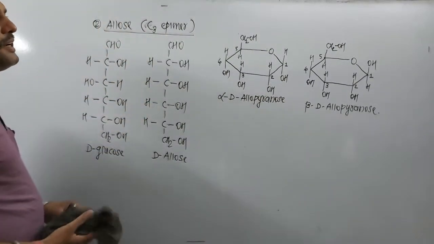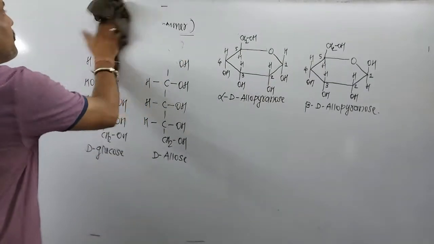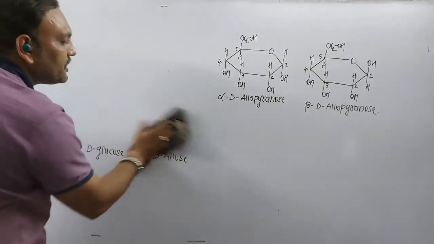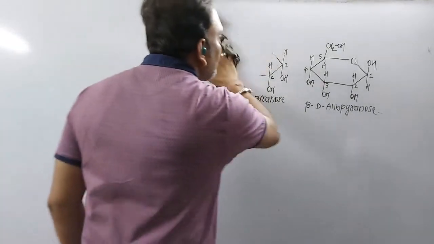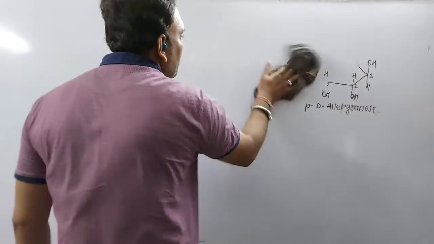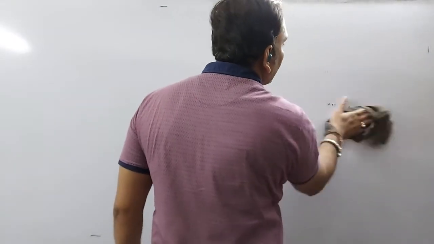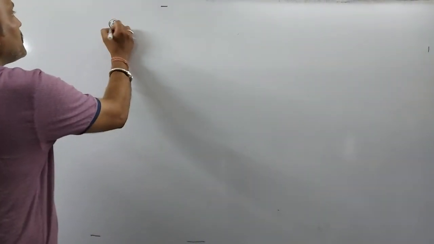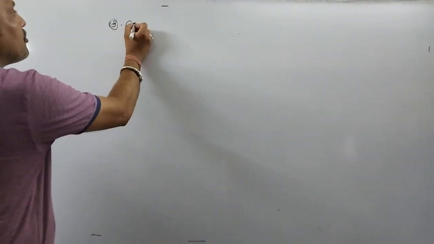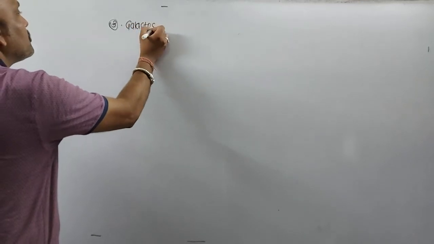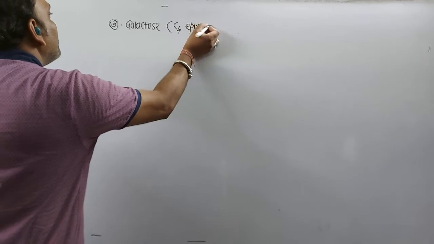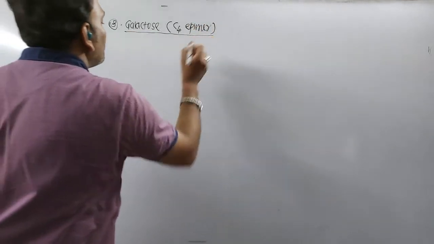Now, very importantly, let's discuss the C4 epimer of glucose. Now, what is the C4 epimer? C4 epimer is that epimer in which configuration at carbon number 4 seems to get reversed or changed. And remember, C4 epimer is popularly known as galactose. So galactose is the C4 epimer of glucose.